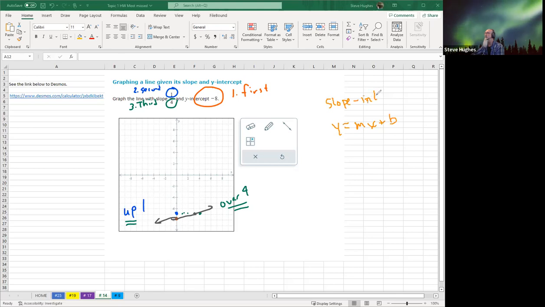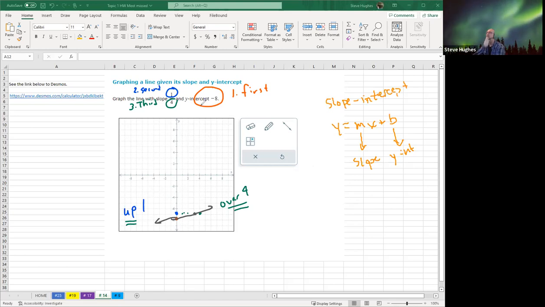Slope-intercept form, okay? Where m is the slope, and b is the y-intercept. The y-intercept means the value of your equation when x is 0, because x equals 0 on the y-axis. So let's look at this one.